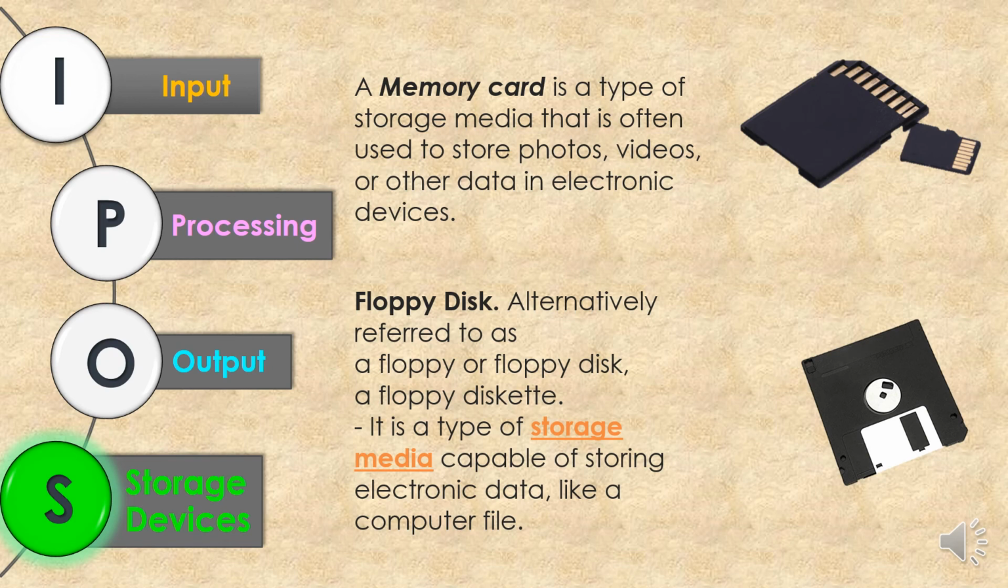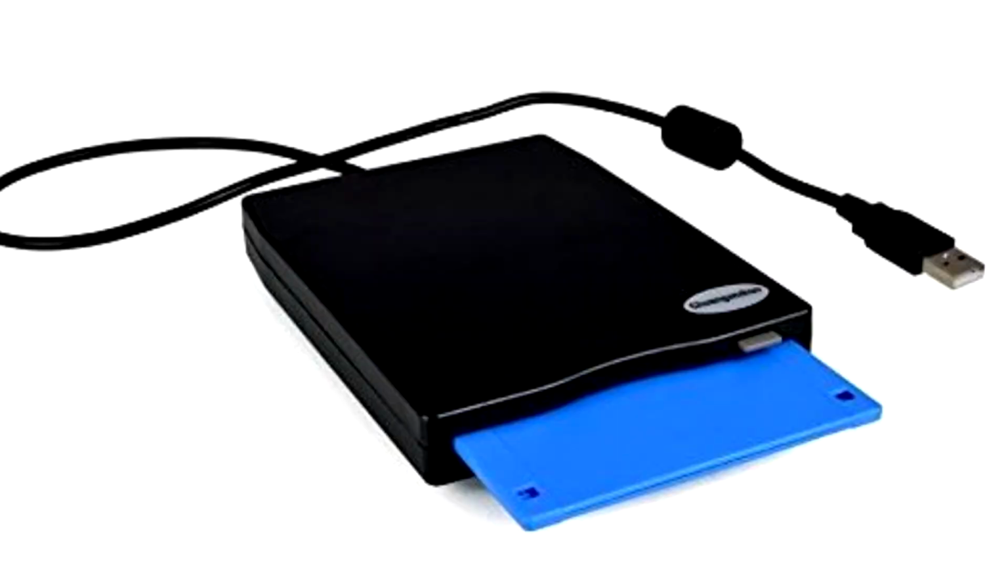Floppy disk or diskette. It is a type of storage media capable of storing electronic data like a computer file. The floppy diskette was first created in 1967 by IBM as an alternative to buying hard drives, which were extremely expensive at that time. Internal floppy drives are no longer supported by today's operating systems and don't have enough space for what people would need today. Because of these limitations, all modern computers no longer come with a floppy drive. But if you need to read an old floppy diskette, you can purchase an external floppy drive which connects to a USB port.